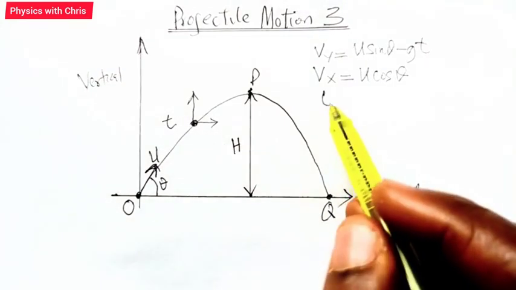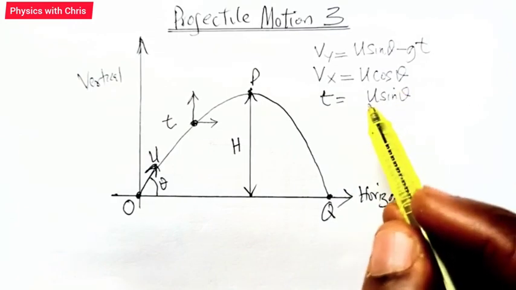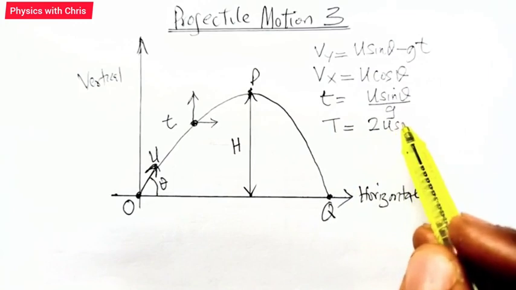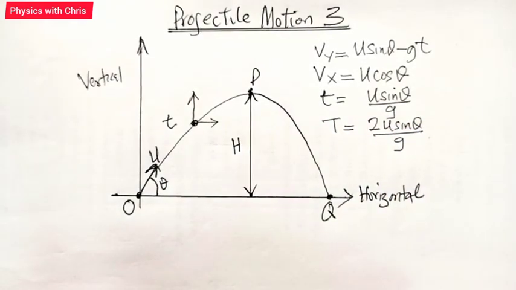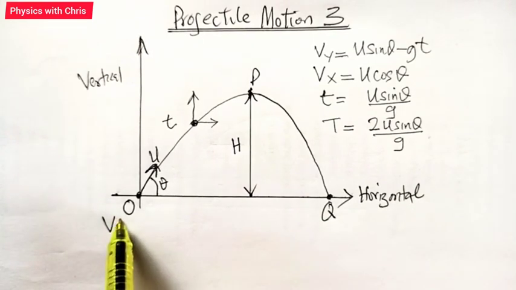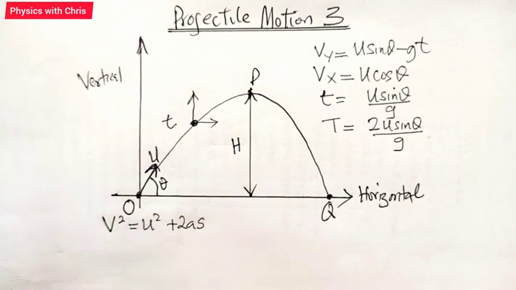And then we have the time taken to reach the maximum height, which has u sine theta, and the time of flight given as 2 times u sine theta divided by g. Now we'll proceed to derive equations: one, for the maximum height attained by the projectile, and two, the range. For the maximum height, we recall equation 3: v squared equals u squared plus 2as.